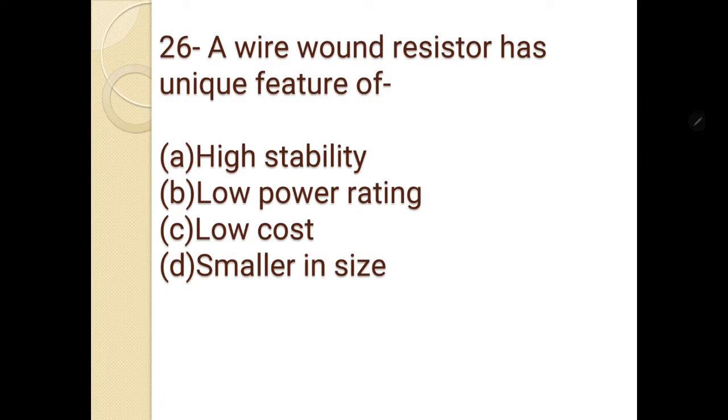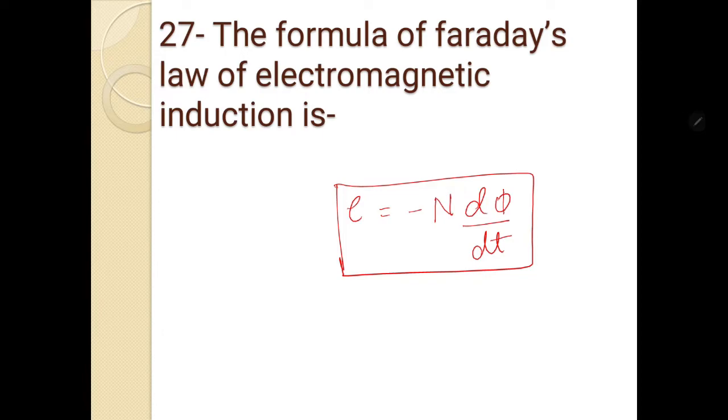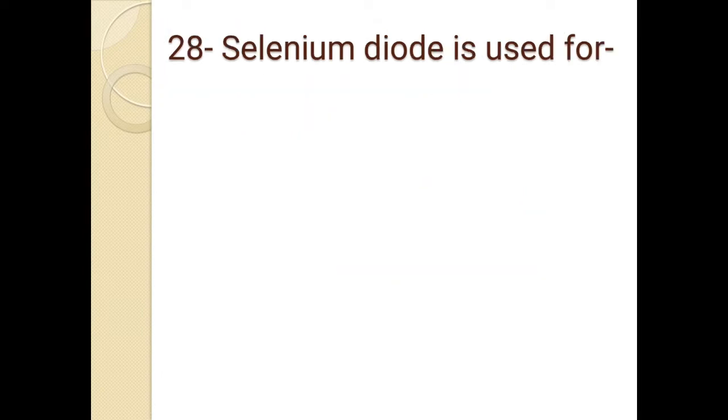The next question is, a wire wound resistor has a unique feature of high stability, low power rating, low cost, or smaller in size. The correct answer is high stability, or long-term stability. Next question asked was the formula for Faraday's law of electromagnetic induction. As you all know, the formula is E = -N dφ/dt.